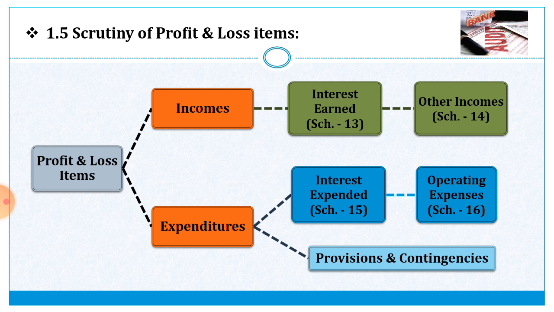The second part is related to the expenditure. It is further divided into two categories. The first category is related to the actual expenditures. It is related to schedule number 15 and schedule number 16. In schedule number 15, the bank records interest expended. It means interest paid or interest payable to the depositors, to the borrowings, and schedule number 16 is related to the operating expenses of the bank.